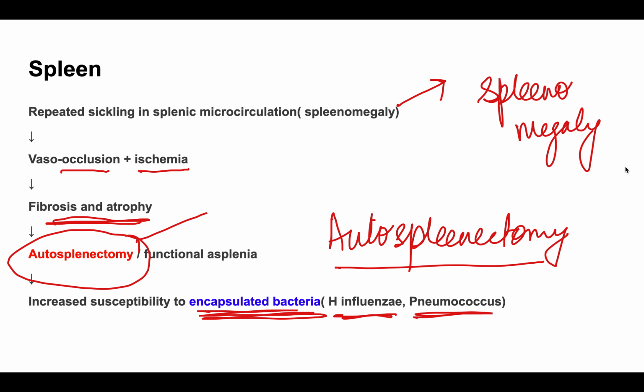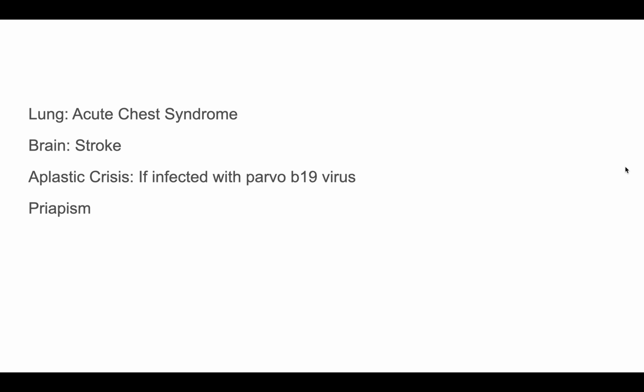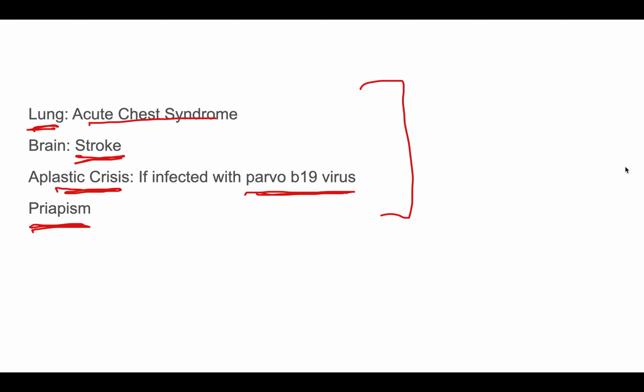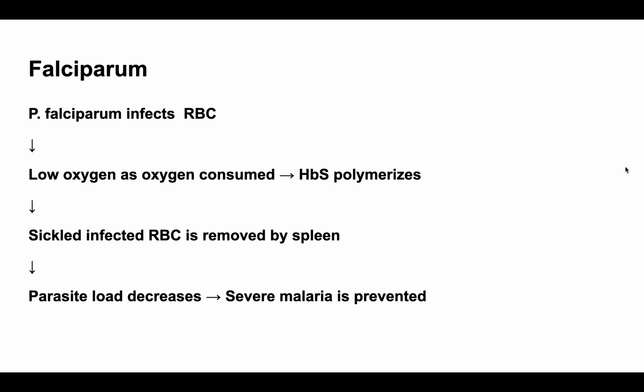You have to remember autosplenectomy. You have to remember increased susceptibility to encapsulated bacteria, that is H. influenzae or pneumococcus. Other symptoms can be seen in the lung if it is blocked: acute chest syndrome can be there. If brain vessels are blocked, stroke can be there. Aplastic crisis can also take place if the patient is simultaneously infected with parvovirus B19. Then priapism can take place if the penile vessels are blocked. So these are all the features because of vaso-occlusion, because the vessels of different organs are blocked.